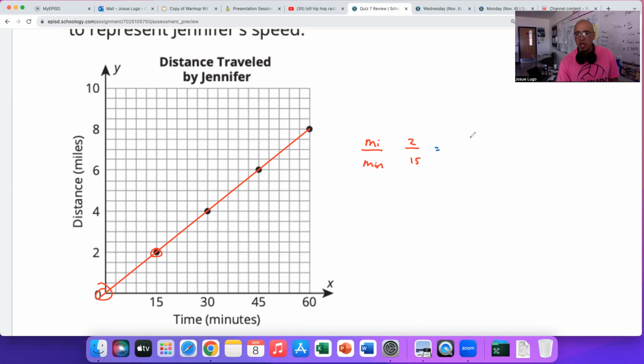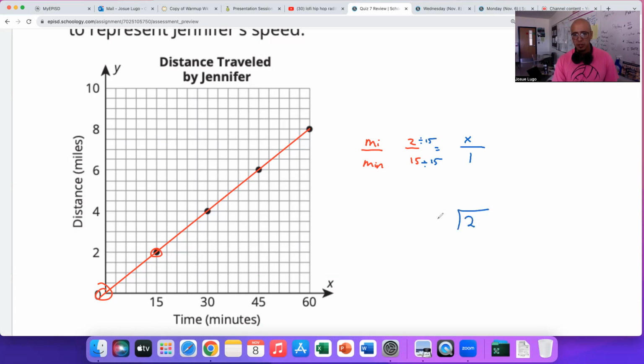I want to know how many miles are traveled in 1 minute. That is the unit rate. I'm trying to get to the number 1. And as we've done it, whenever we're trying to get to the number 1, you can always divide a number by itself. So 15 divided by 15 will give you 1. So 2 divided by 15 will give us our answer. Let's go ahead and work that out.